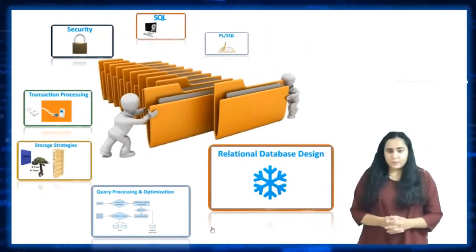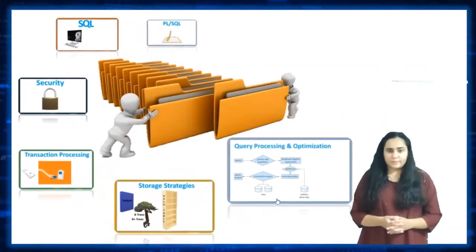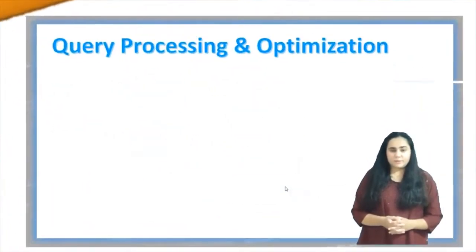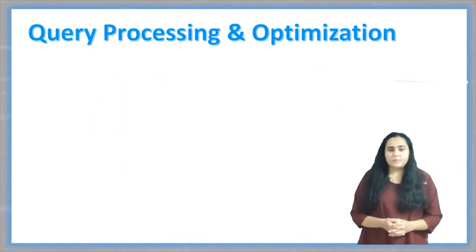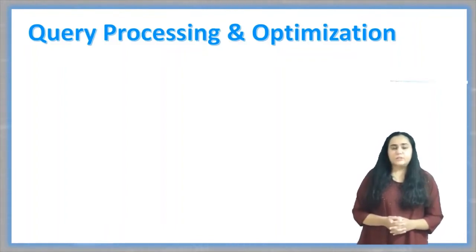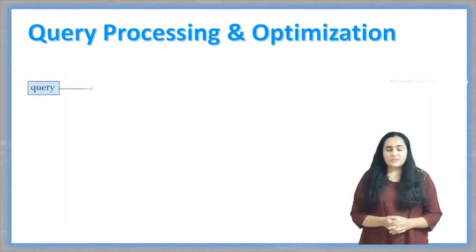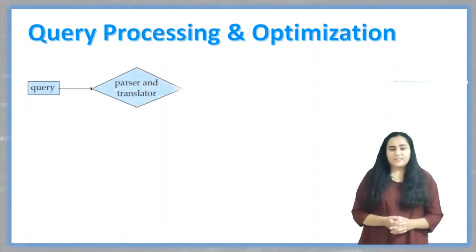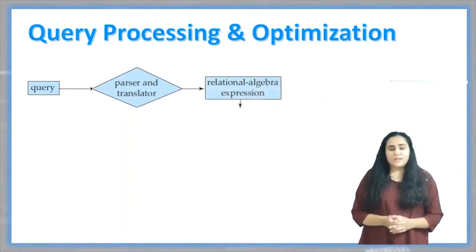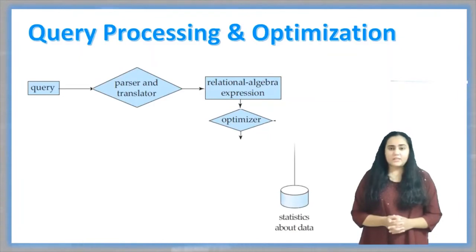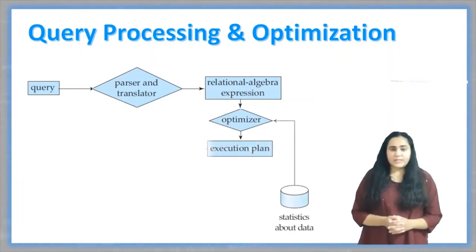So next on our journey, let's visit query processing and optimization. Let's see what it's all about. Query processing and optimization tells us what goes on behind the scenes in DBMS. When you ask a question to the database, it gets parsed and translated into a relational algebra expression, which is then optimized using statistical data and converted into an execution plan.